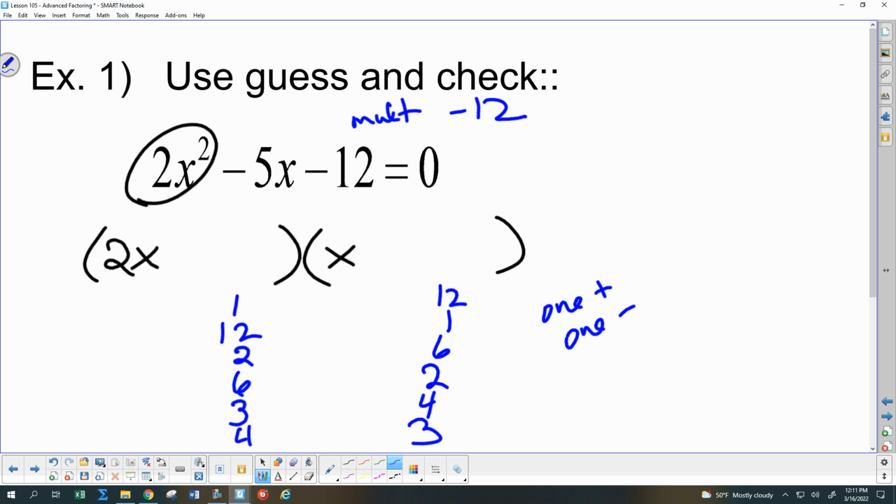I have to think through if I put those in and I FOIL, do my O's and I's make negative 5x? So I have 12 possible ways I could put these, because I could do plus 1 and minus 12 and minus 1 and plus 12. And I could do plus 12 and minus 1 and minus 12 and plus 1, and so on down the list. That might be a lot of guessing and checking to go through all 12 of those and do the OI part of foiling to see if they add up to negative 5. But it would work if you wanted to do it that way.